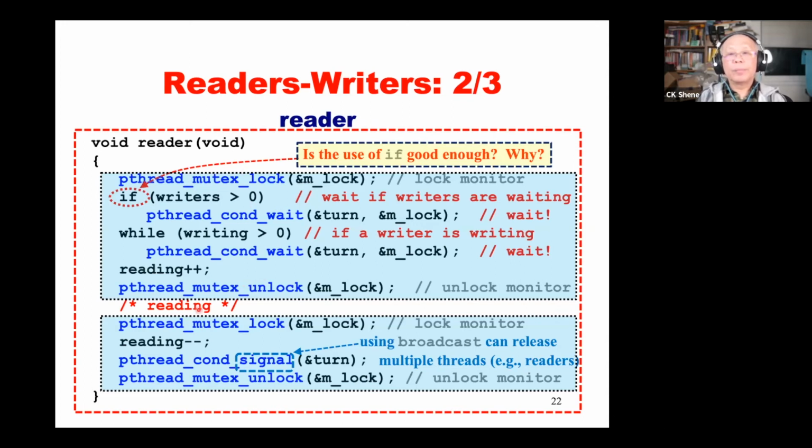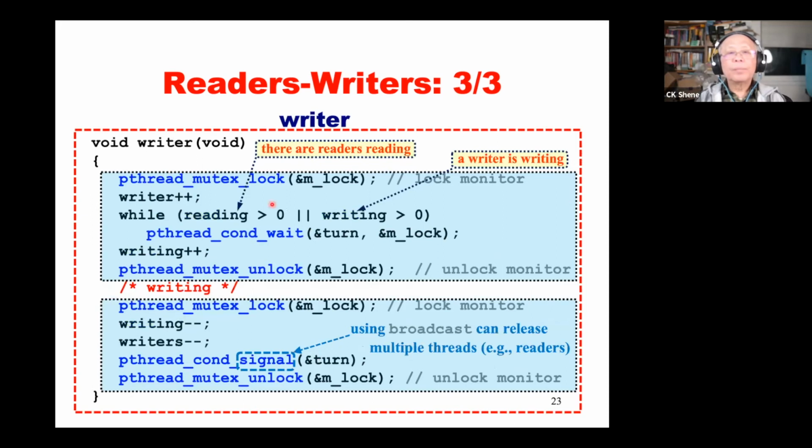Then start reading. After reading, I'm going to release the database. So lock the monitor, subtract 1 from reading, and then signal turn. The signal on turn could wake a thread here or here. We will analyze it later. If there is one thread waiting there, that thread will be released. If no one is waiting, then this signal has no effect. Eventually, unlock the monitor. So this looks pretty easy.